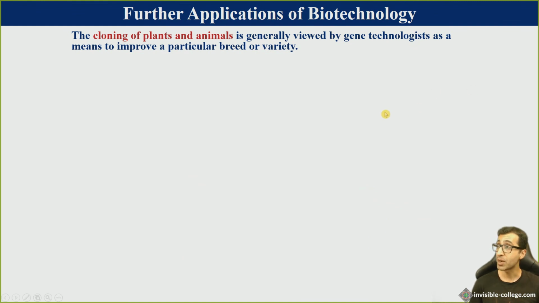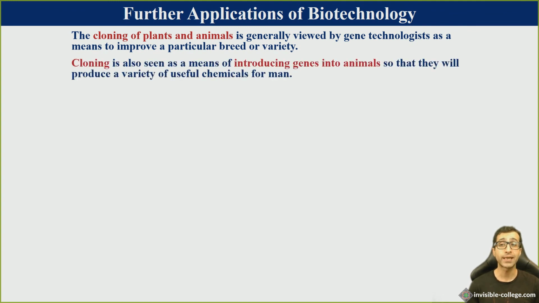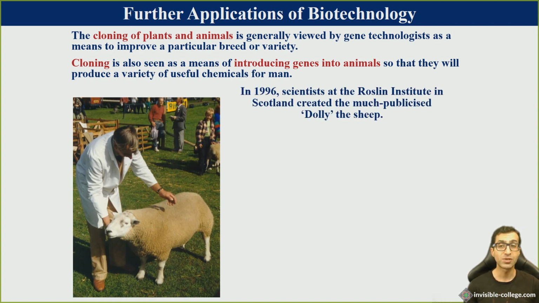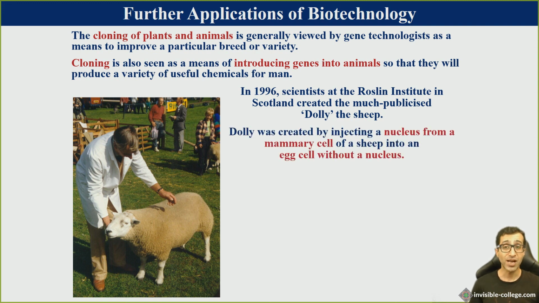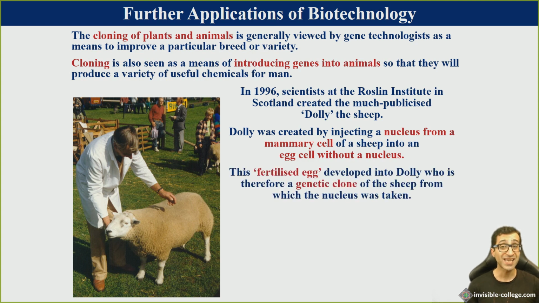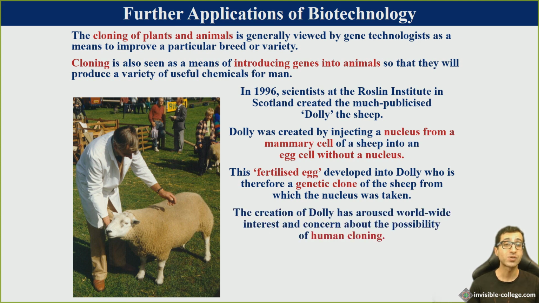So for example, the cloning of plants and animals is generally viewed by gene technologists as a means to improve a particular breed or variety. Now, cloning is also seen as a means of introducing genes into animals so that they produce a wide variety of useful substances for human beings, as we've seen before. Now, in 1996, famously, the scientists at the Roslin Institute in Scotland created the much publicised Dolly the sheep. And Dolly was actually created by injecting a nucleus from a mammary cell of a sheep into an egg cell without a nucleus. Now, this fertilised egg developed into Dolly, who is therefore a genetic clone of the sheep from which that nucleus was taken.